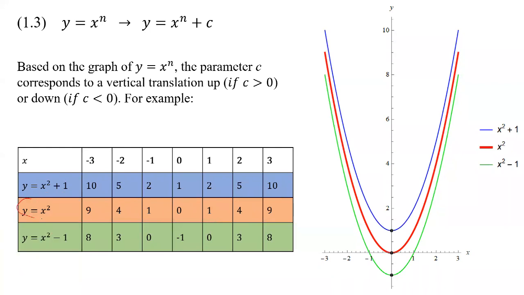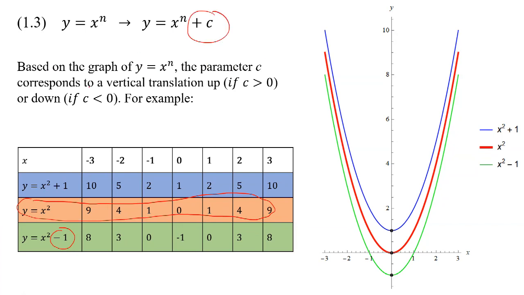And for another example, suppose the original function is y equals x squared. This time, the c here is a negative number. What does this mean? This means for any x values in the original function, the value of the new function is just 1 unit lower than the original function, which is equivalent to moving the original function 1 unit down, right?